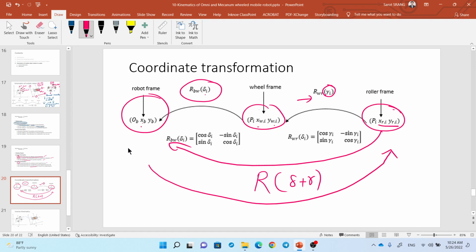If we have coordinates in the body frame and we want to transform into the roller frame, what rotation matrix do we use? That's my fault, I haven't explained before, right? So just use R transpose, because R transpose is the inverse of R itself.